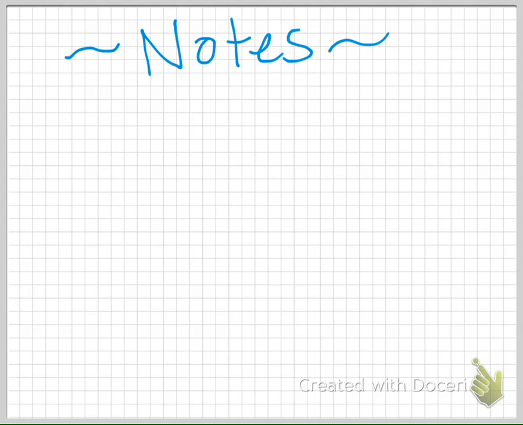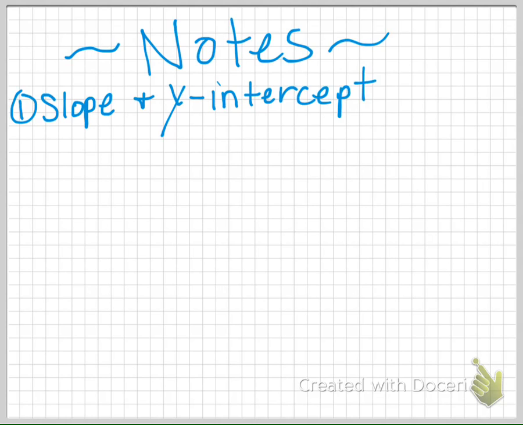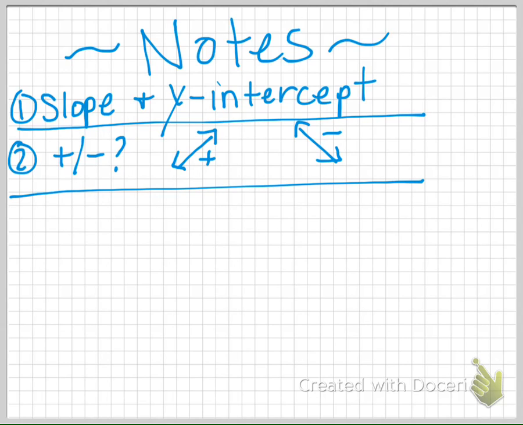In a minute you're going to get a page of notes to copy into your notebook, and this is basically what the notes say. These are your steps for how to graph a line given an equation that's in slope-intercept form. First, look at the slope and the y-intercept, and find out if they're positive or negative. If the slope is positive, then the line goes up to the right. If the slope is negative, the line goes down to the right. That'll give you an idea of what your end line should look like when it's all done.